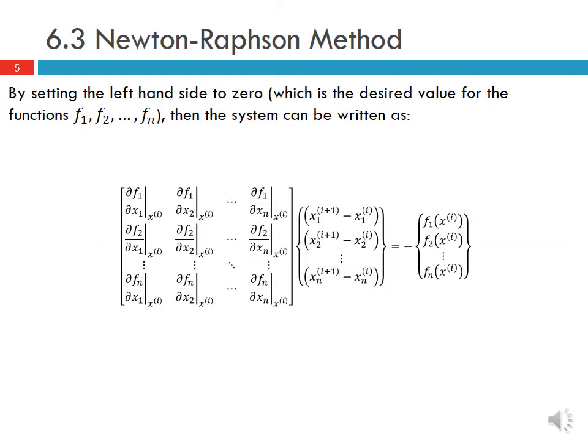By setting the left-hand side of the equation to 0, which is the desired value for the functions f1, f2, up to fn, the system can be written as shown here, where we have the matrix of partial derivatives multiplied by the vector of differences, x at i plus 1 minus x at i, is equal to negative f of x at i.